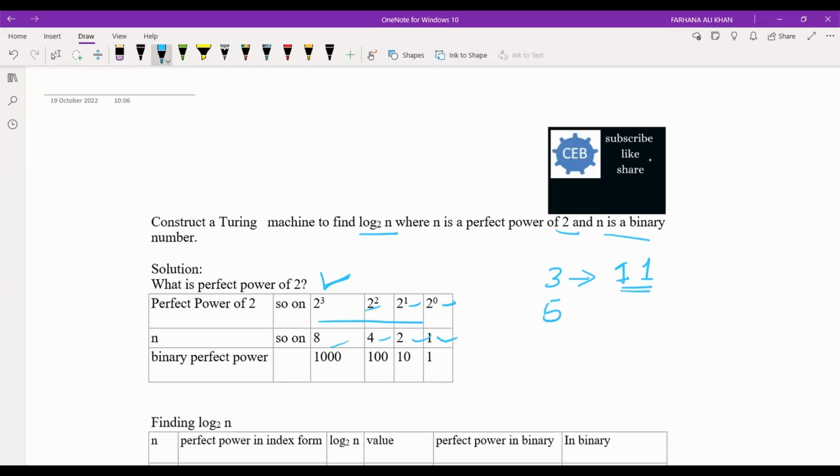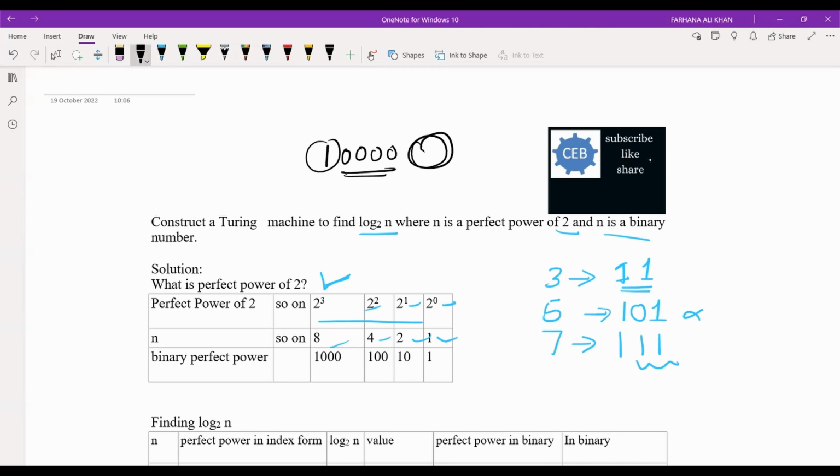Why is 5 not a perfect power of 2? Because it starts with 1 followed by 0 and followed by again 1. So this is also not a perfect power of 2. Now if we have 7, we start with 1 and it contains 2 more occurrences of 1. Perfect powers of 2 are those numbers which start with a single occurrence of 1 and after that have only combinations of 0, but not any occurrence of 1 after the first occurrence of 1. So these are called the perfect powers of 2.